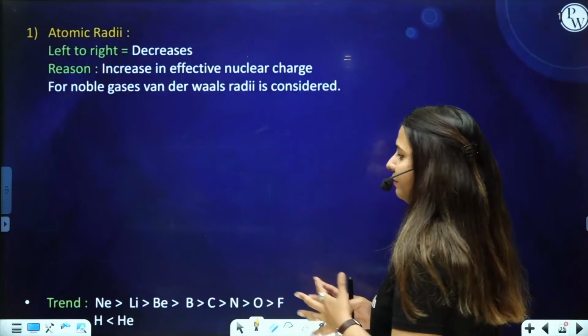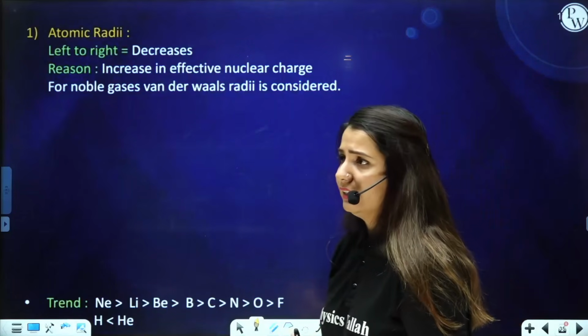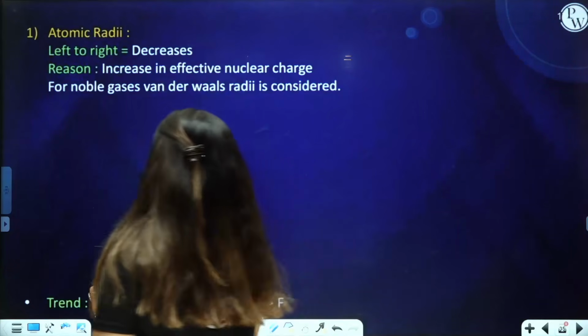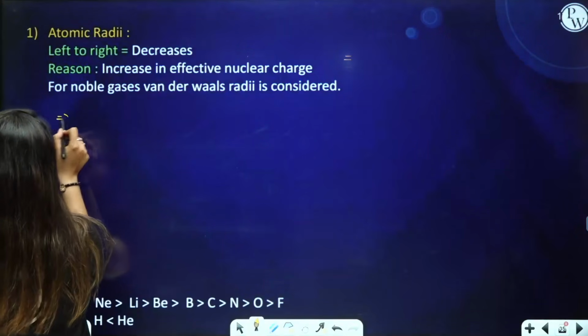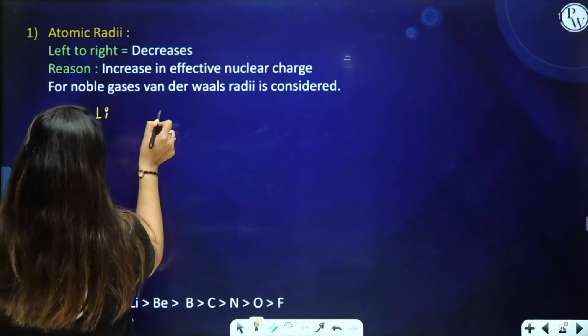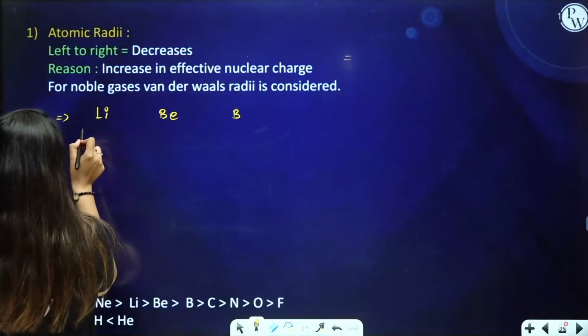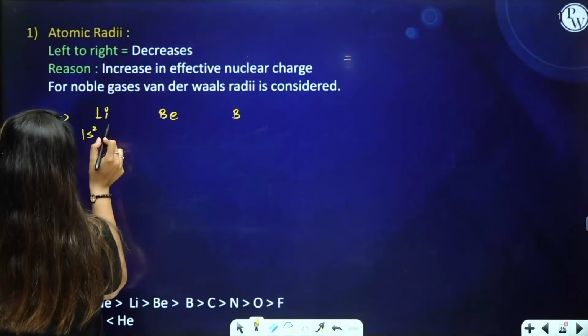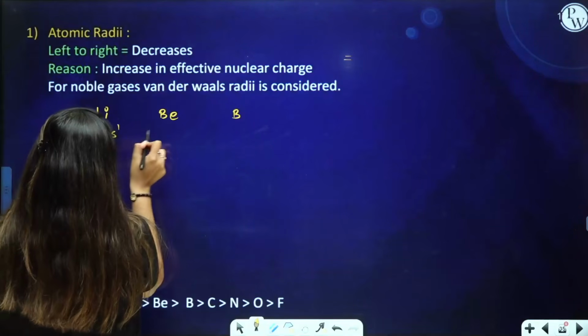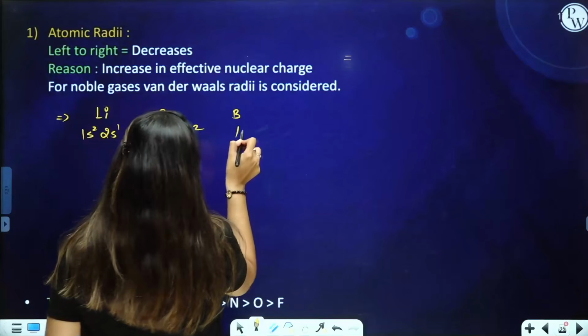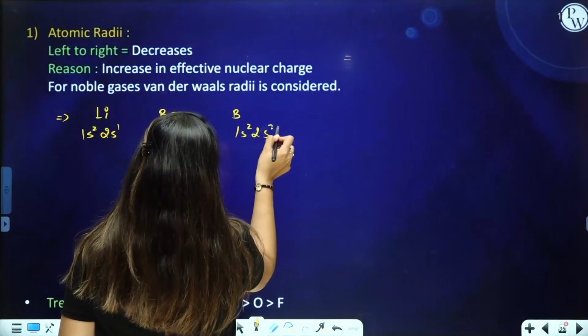What happens when you are moving from left to right? As you are moving from lithium to beryllium to boron, your electronic configuration is what? 1s2 2s1, this is 1s2 2s2, this is 1s2 2s2 2p1.